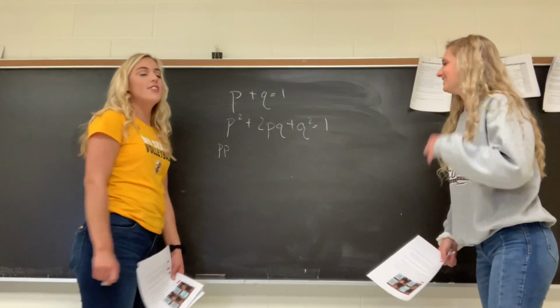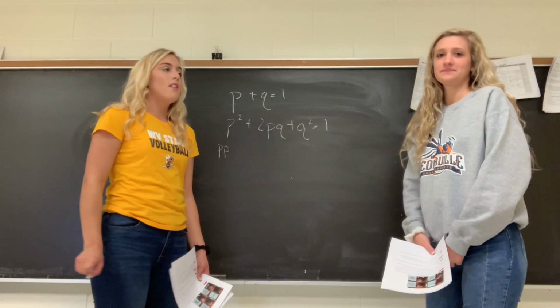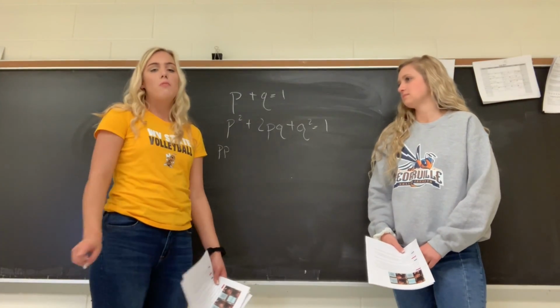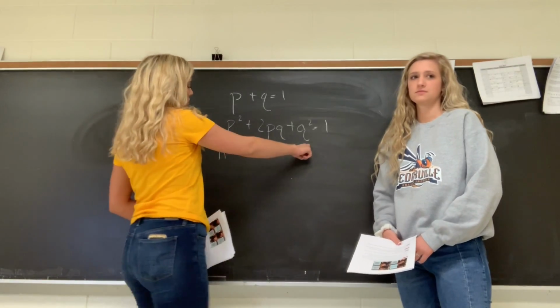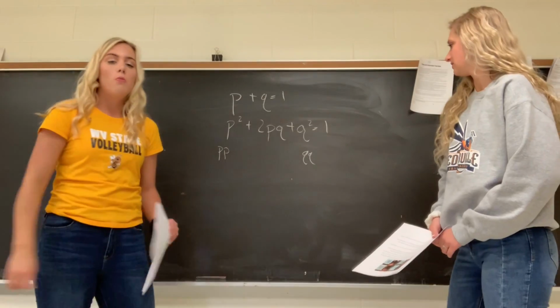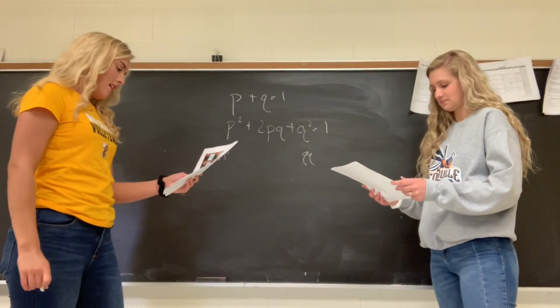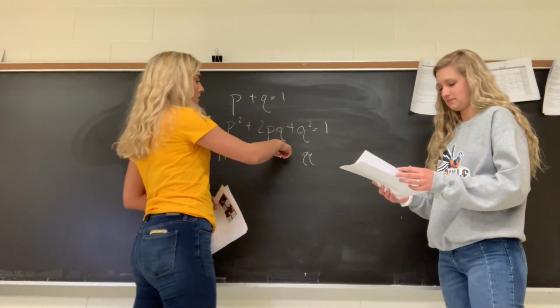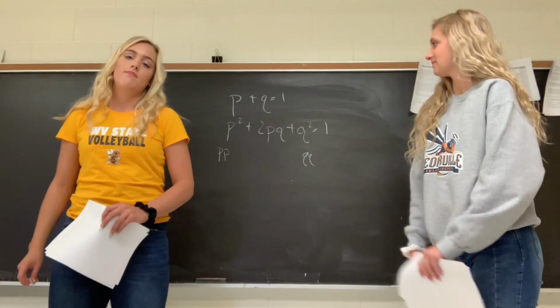Right. So p squared is the symbol for the homozygous dominant genotype, while q squared is the homozygous recessive genotype. And then 2pq together is the heterozygous genotype.